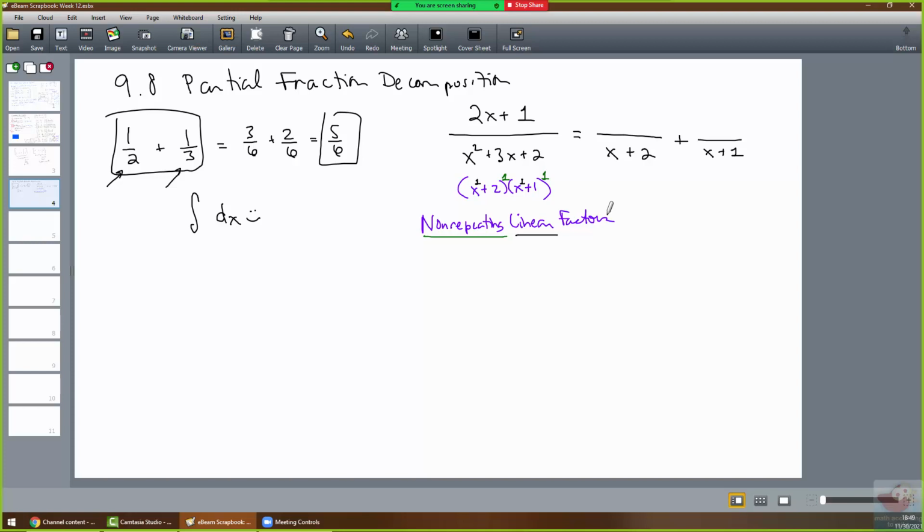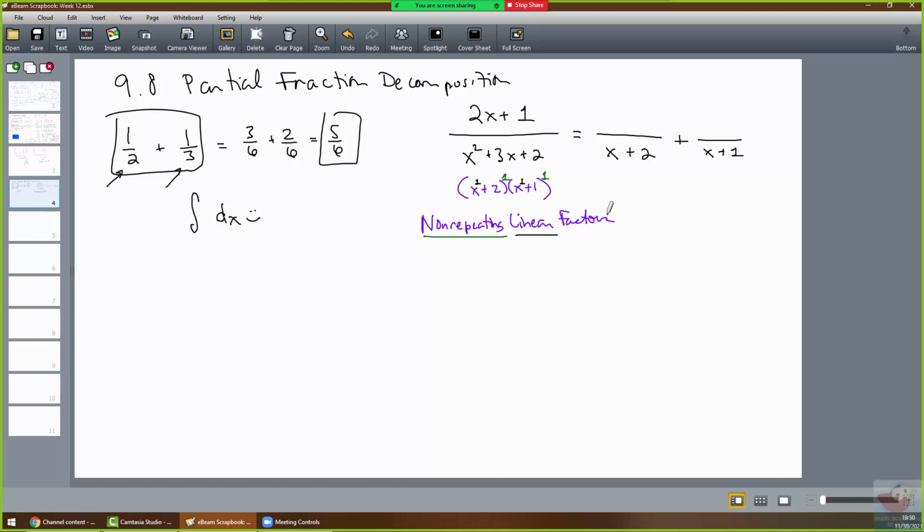First step, factor the denominator if it's not already factored. Second step, write out the denominators of the fractions. The third step, be very careful with the terminology. The third step, the numerator of these fractions has one less degree than the factor's degree in the denominator.